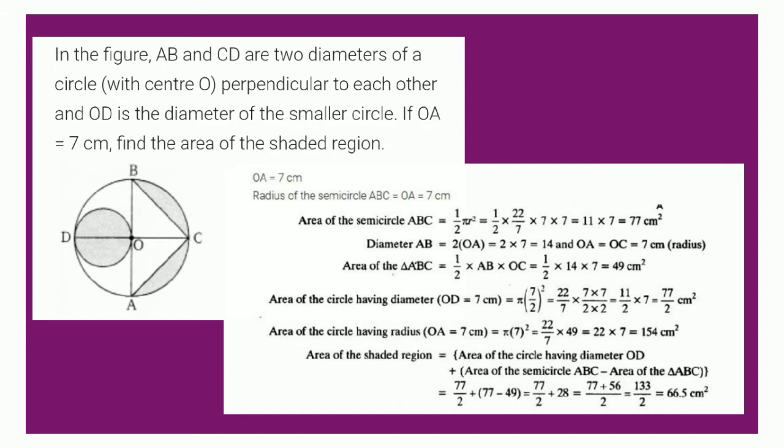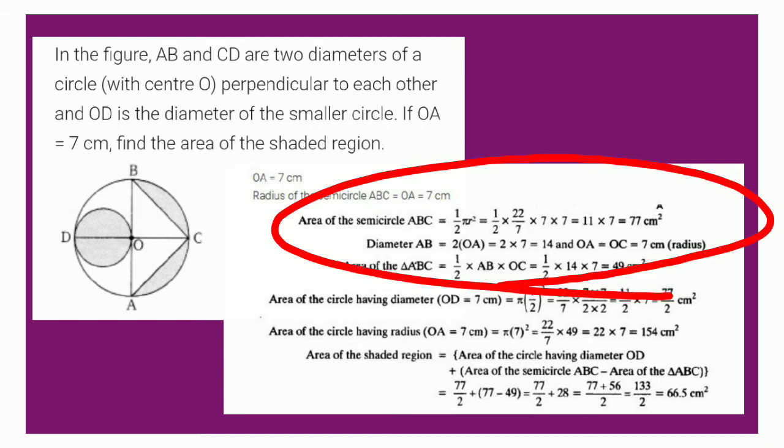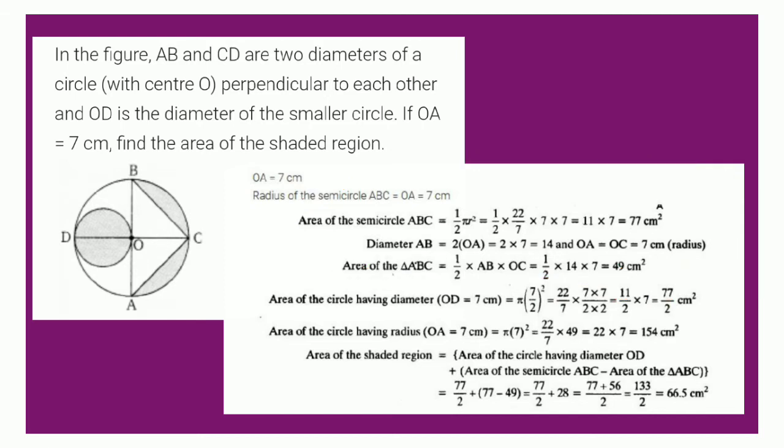So first we have to find the area of the semicircle ABC, that is half pi r square. So half into 22 by 7 into radius, we know 7, 7 into 7. After the cancellation you will get 77 centimeter square. Then we know OA equal to 7 centimeter, that is the radius of the bigger circle. So OA equal to OD equal to OC equal to OB are the radius of the circle.